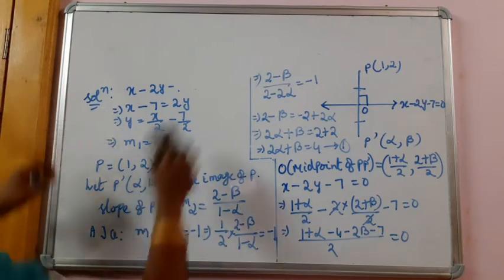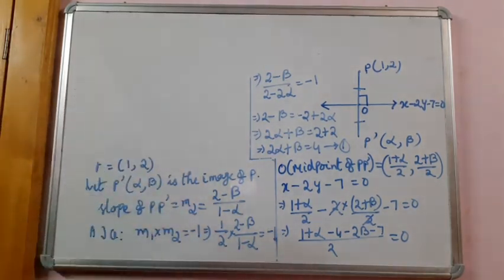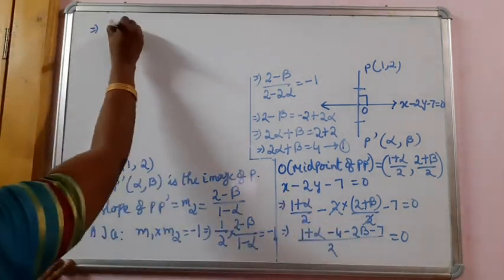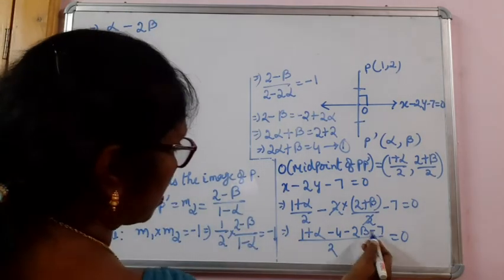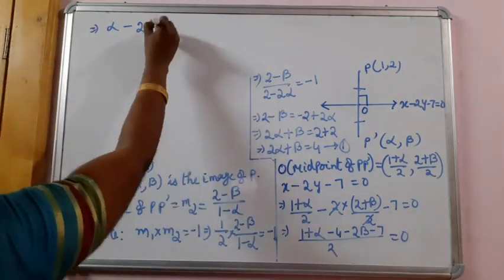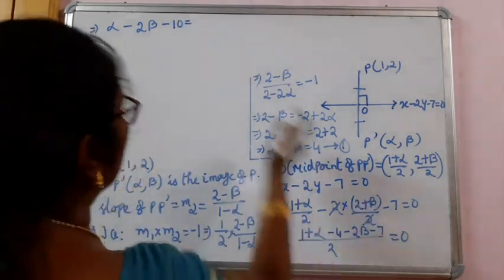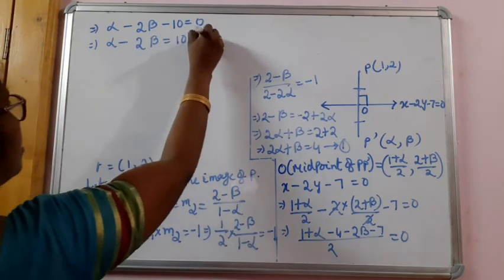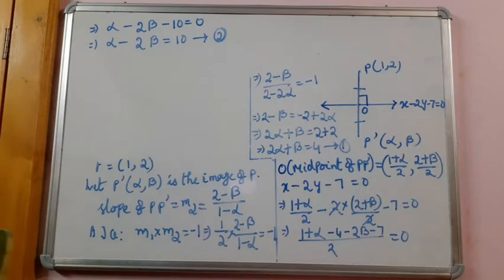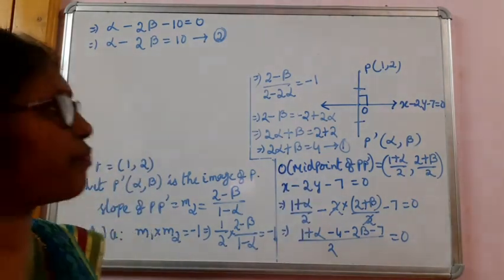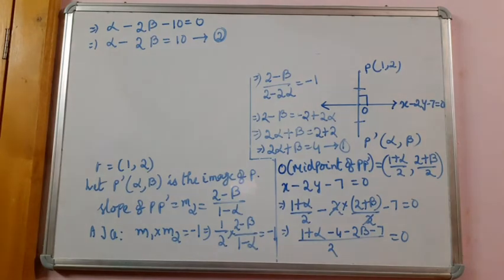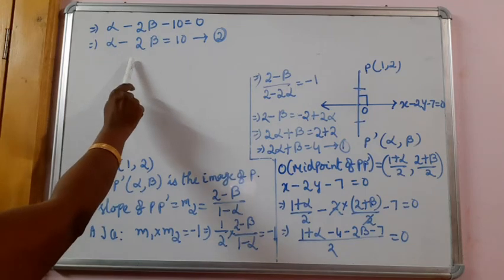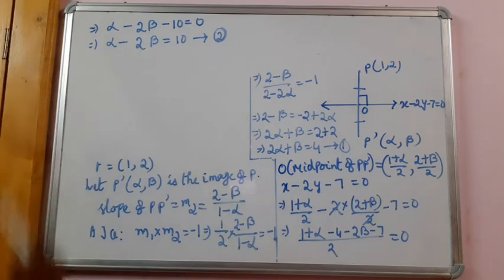So we got this equation, slopes not needed. Let us simplify this. We got alpha minus 2 beta, minus 7 minus 4 is minus 11 plus 1 is minus 10, equal to 0. That means alpha minus 2 beta equal to 10. So you see here we got one equation in terms of alpha and beta. 2 alpha plus beta is 4 we got, and here we got one more equation, alpha minus 2 beta is equal to 10.